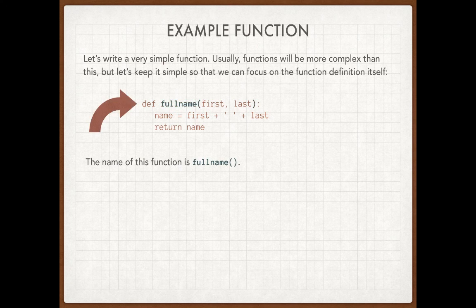So the name of this function is full name. And again, the name has to be one word long. It's just like a variable. And I often write the name of the function with those parentheses. After all, full name by itself could be a variable name. But when I put those parentheses on the end, that tells me that I'm actually referring here to a function.